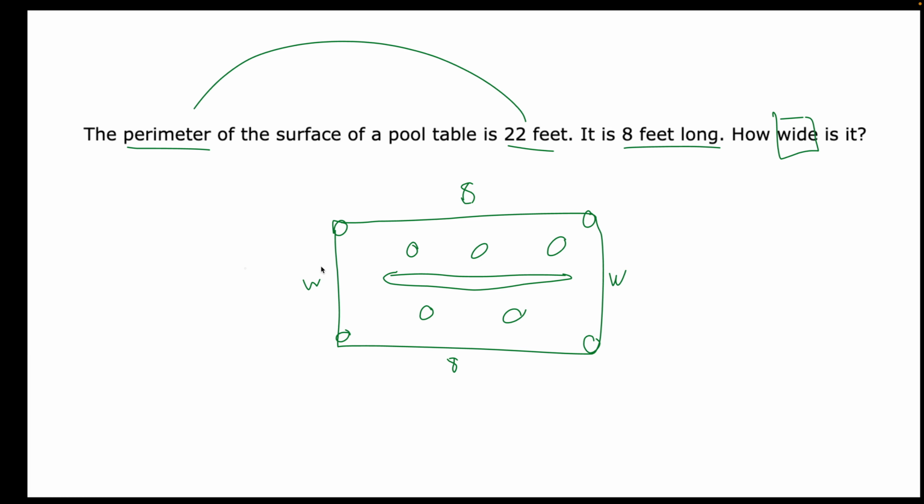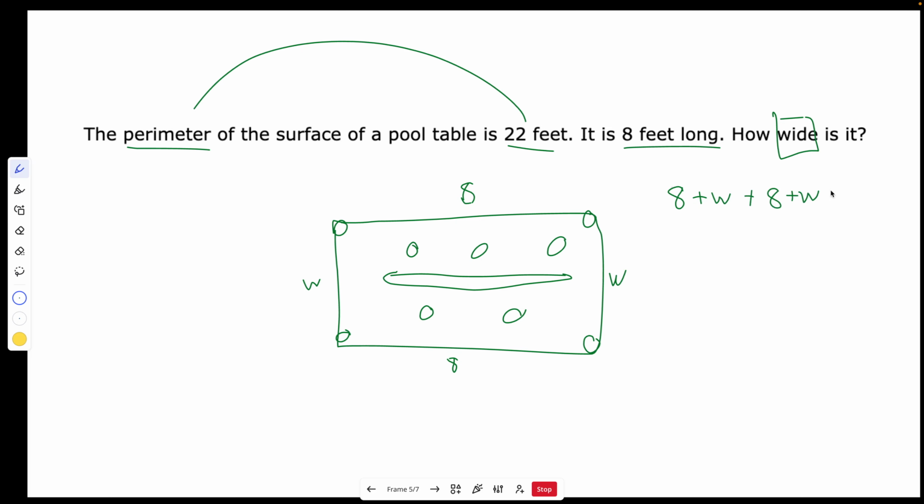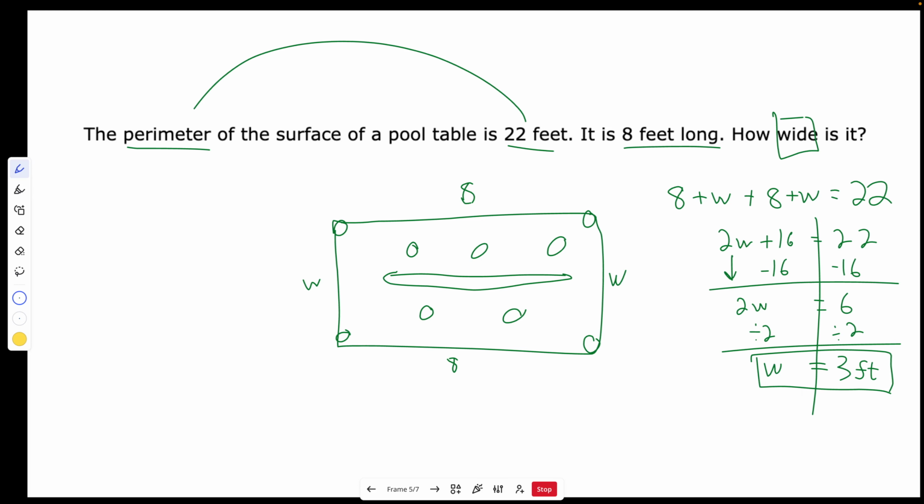So now we can write an equation, because perimeter just means add all these up, right? So it would be 8 plus W plus 8 plus W equals the perimeter, which they told us is 22. And now we should be able to solve this. This is, you know, combined like terms. So now I have 2W plus 16 equals 22. And we'll skip to the end here, since again, we should already know how to solve these. You should get 3 feet.